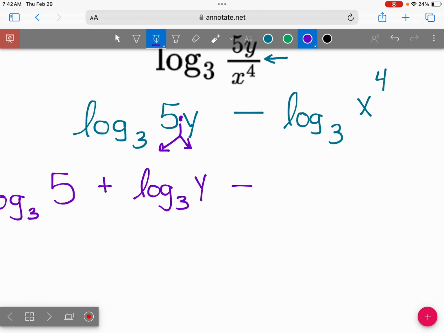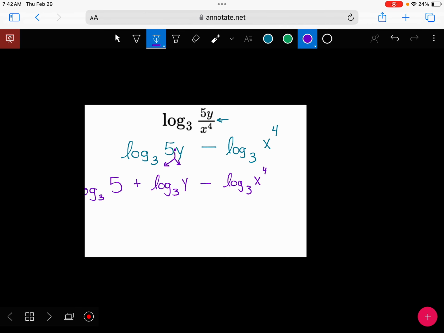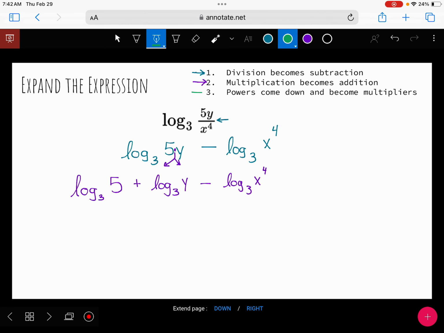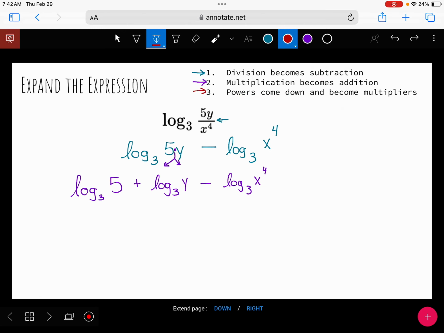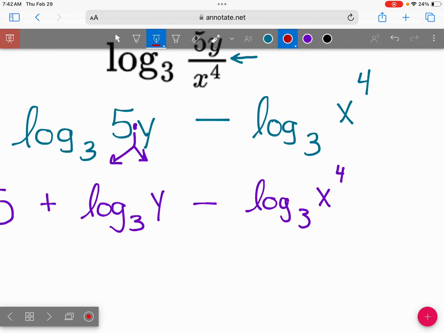And then we're going to bring down our log base 3 of x to the 4th. So we've done that our division becomes subtraction. We've done our multiplication becoming addition. 5 times y became log 5 plus log y. Our last piece is that our powers need to come down and be multipliers. I don't like how close that is to these. Let's do that. Powers are going to come down and be multipliers. So I only see one exponent here, this 4.